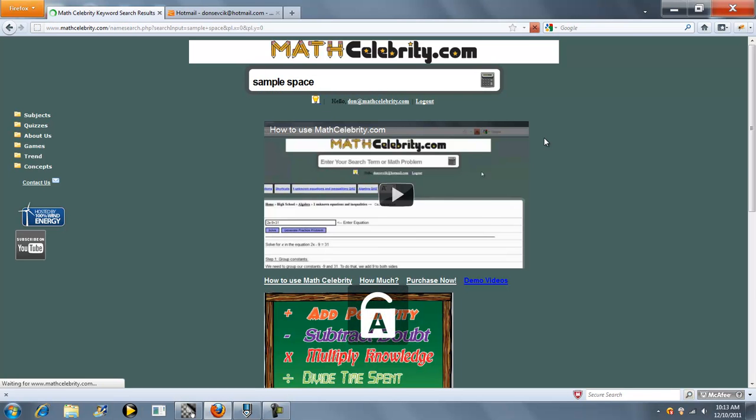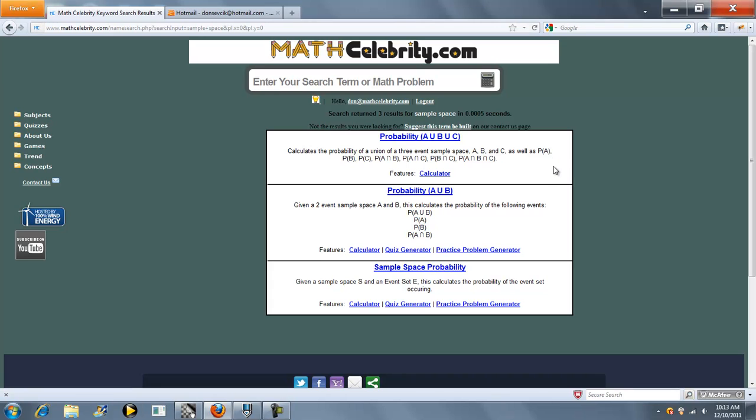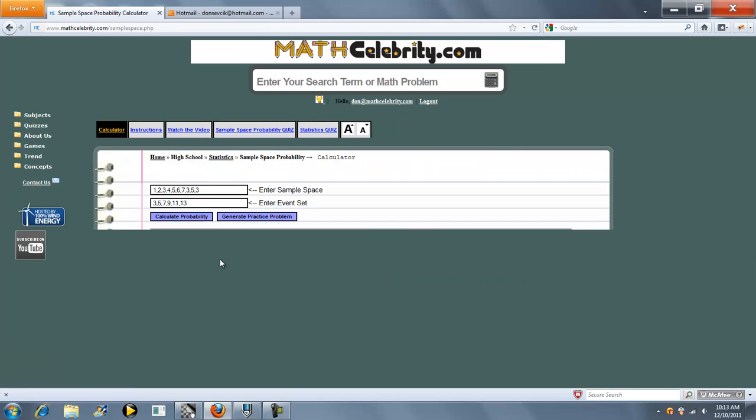Type in sample space. We actually have three lessons, but the one you're most likely going to use is the sample space probability. Given a sample space S and a set of events E, this calculates the probability of the event set occurring. So we can click this link here, and this is our calculator.